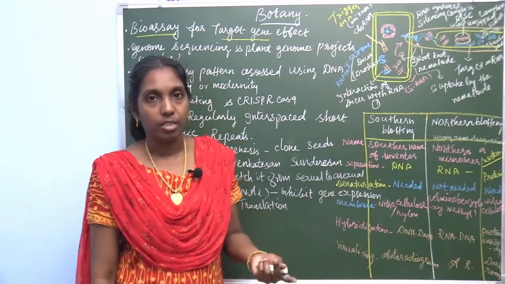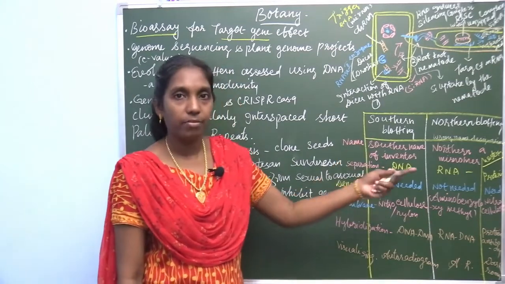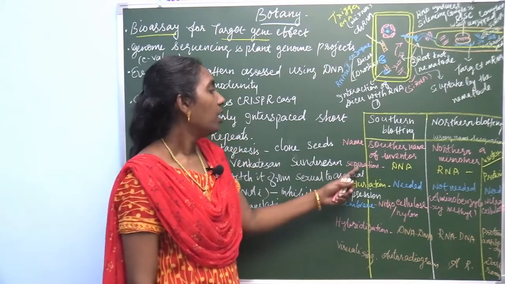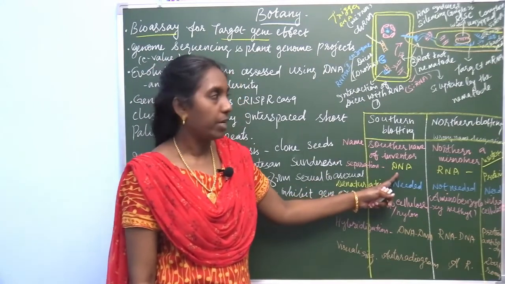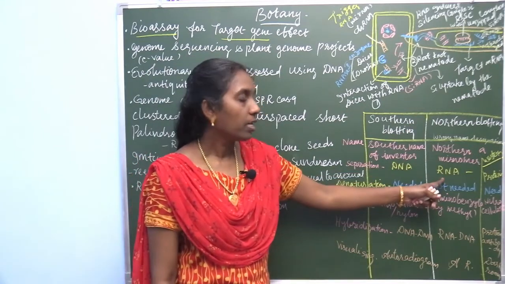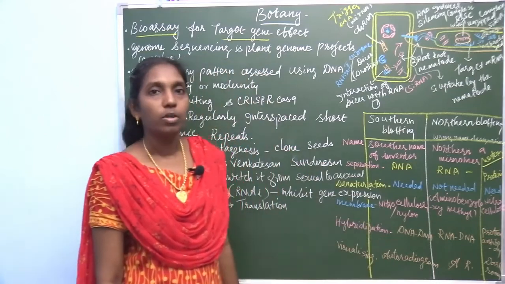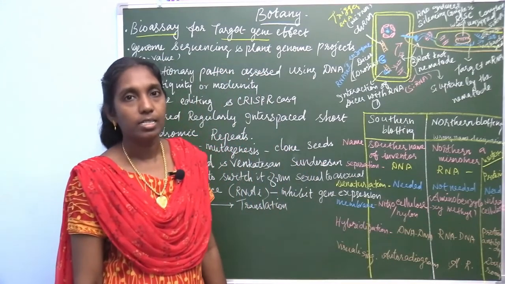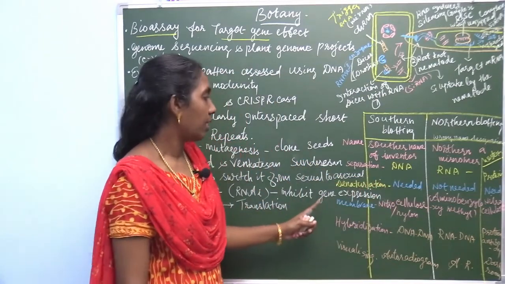Then separation. What molecules are separated by these 3 different kinds of blotting technique? Southern blotting, DNA molecules are separated. In northern blotting, RNA molecules are separated. And western blotting, proteins can be separated. This is the difference among these 3.